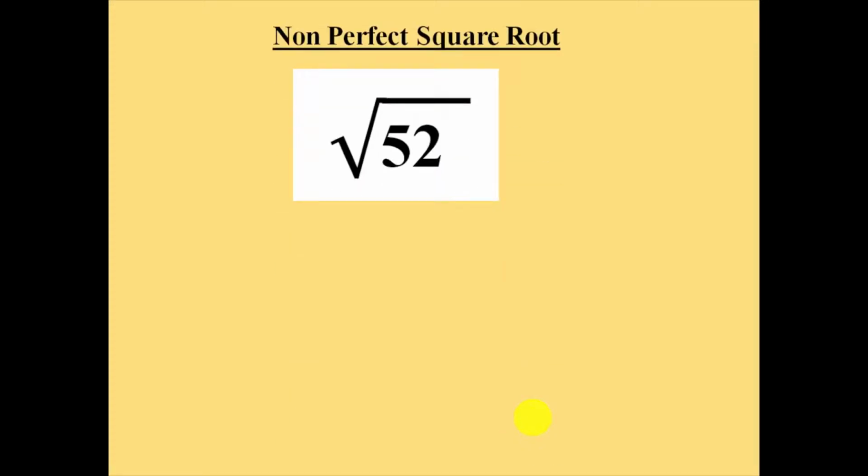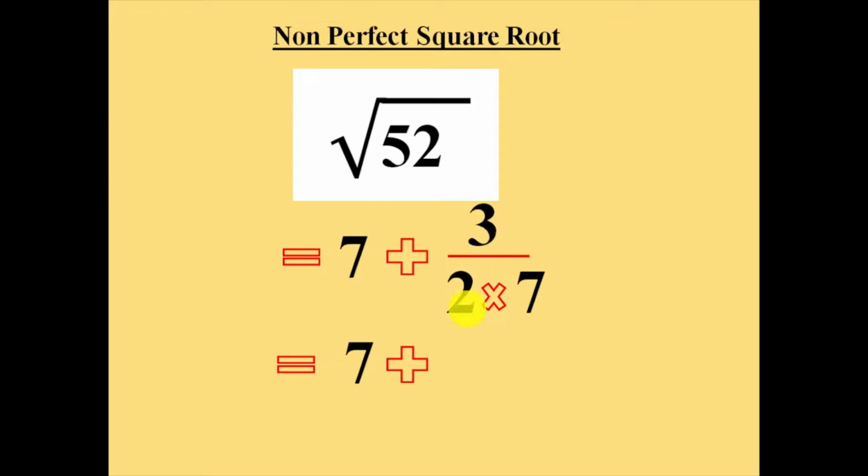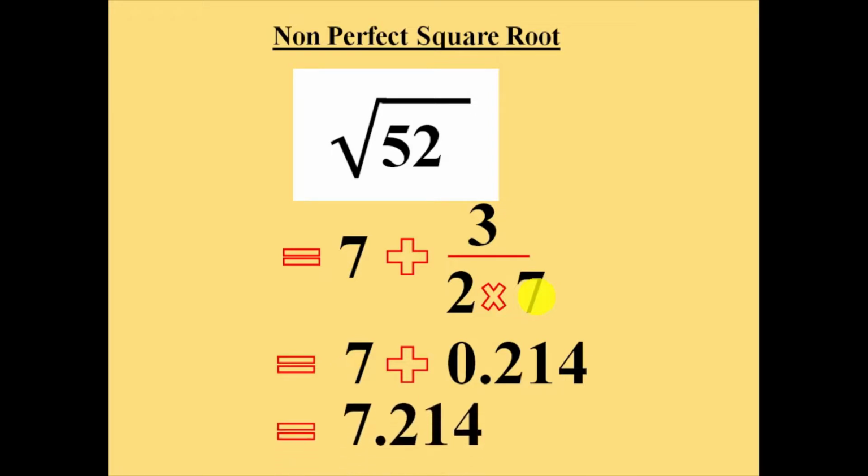Let's take one more example. The square root of 52. What is the perfect square which is near to this number? It is 49, the square of 7. So we will write that number 7 here, plus 52 minus 49. The difference is 3. We will write it here, then divided by 2 times this number 7. It will become 7 plus 3 by 14. That value will be 0.214. Finally, the answer is 7.214.